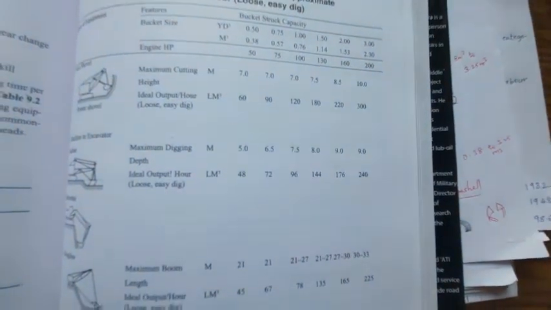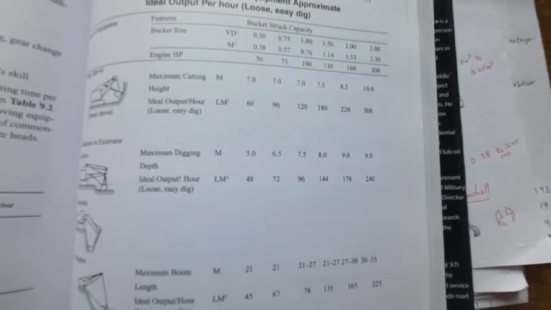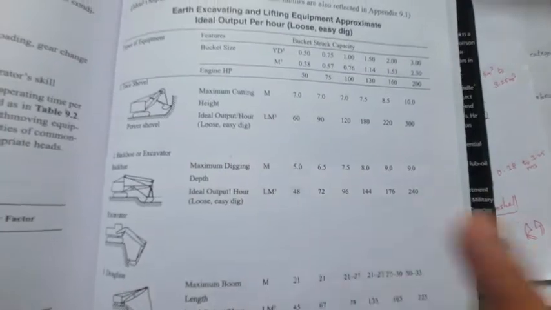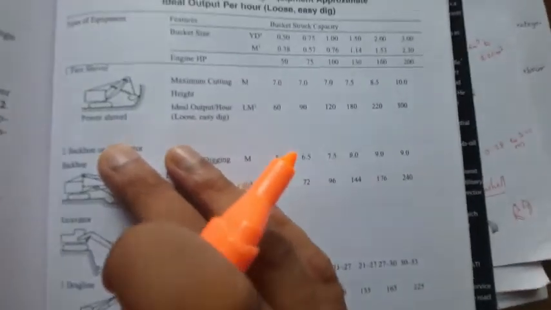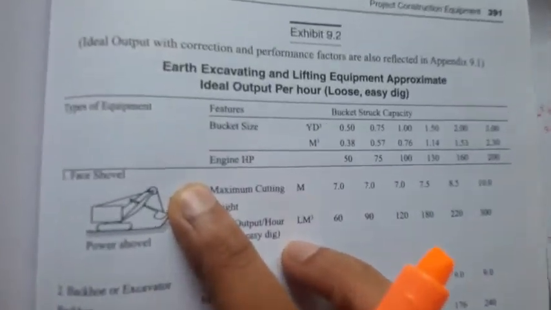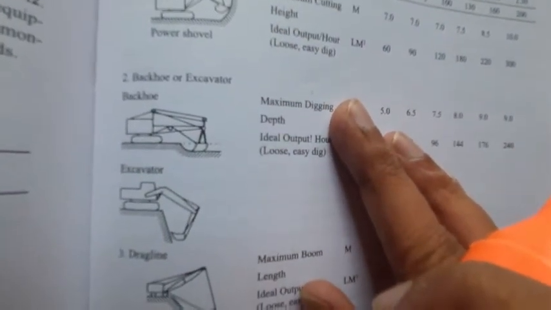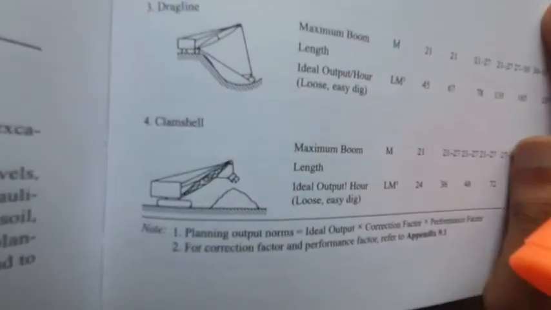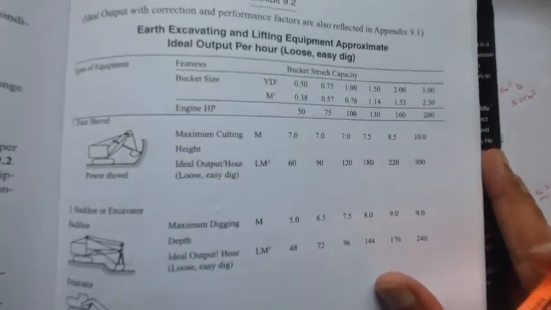And this table shows the output of excavating equipment for planning purposes, and it can be easily determined from the equipment output planning table. What you can see here are the different equipments, the types of equipment. This is the diagram shown: this is a face shovel, this is a backhoe excavator, a drag line, and this is how the clamshell looks like. Okay, you have to remember this table.